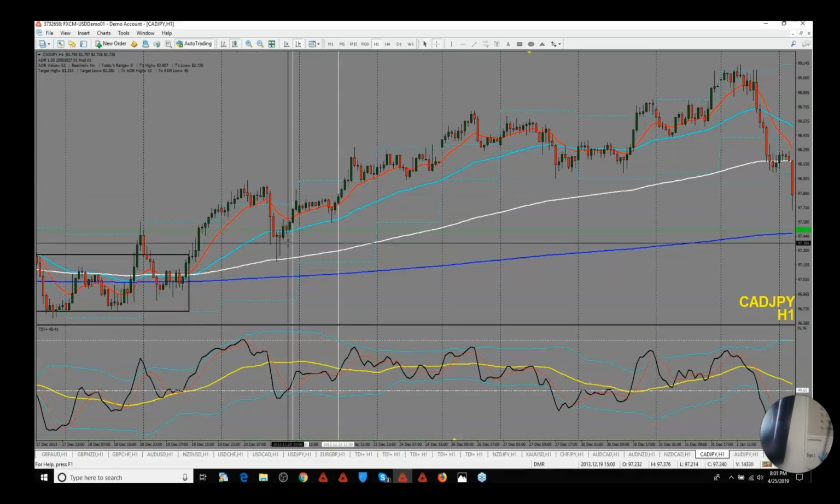First bounce, boom, out of the band. I'm going long. You know what? I shouldn't. Why? It's close to the end of the day. But anyway, it still gives you 20 pips on this move. This is CAD yen, ADR not very high.